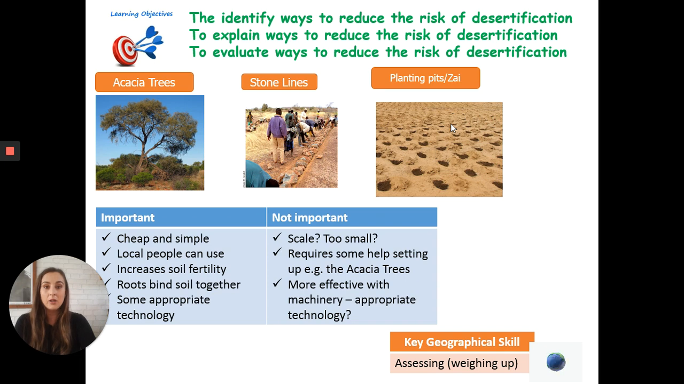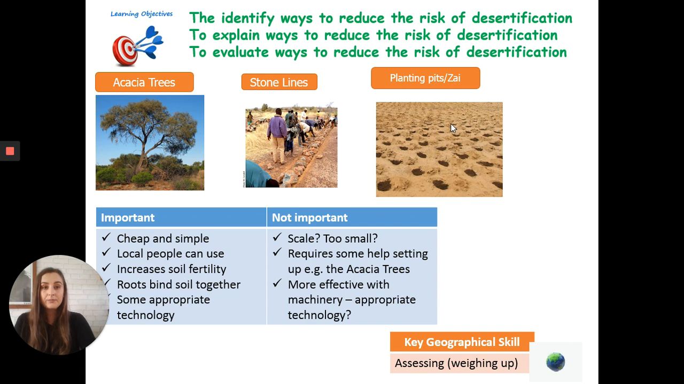However, on the other side, you have to think about the scale of this. Is it too small? I know the acacia trees have had a much bigger scale impact, but you have to think about the scale of it. They require some help setting up. So I know the Acacia Tree programme, they had help from charities to set that up. They had help with machinery to make it a lot better and more effective. And could it be more effective if they had better or appropriate technology?